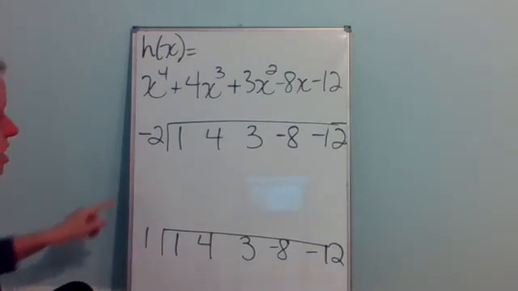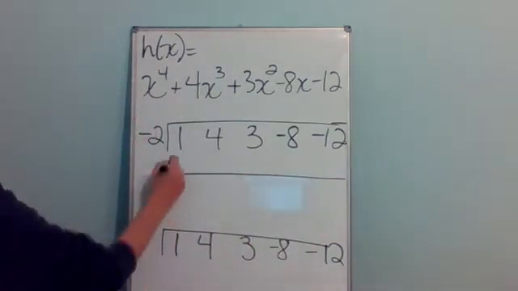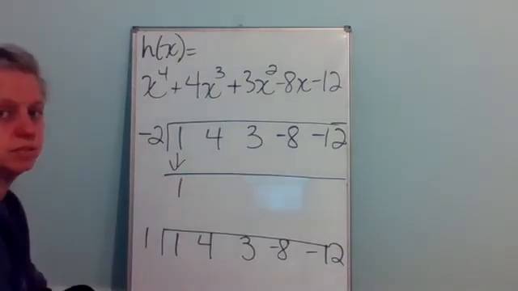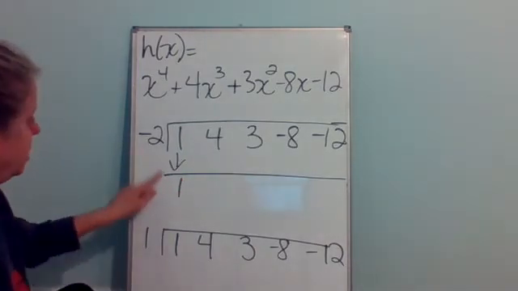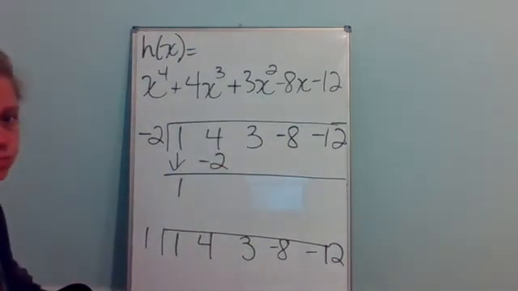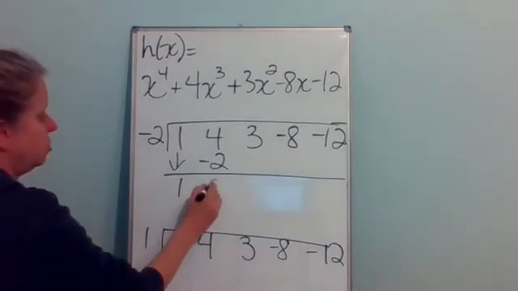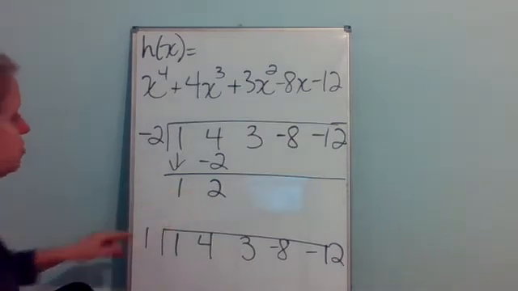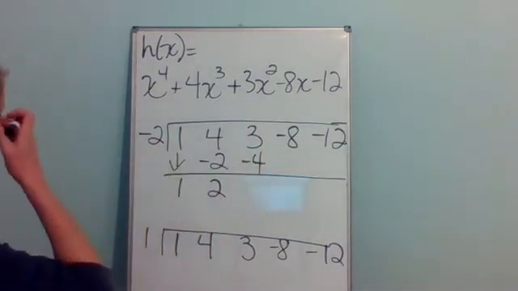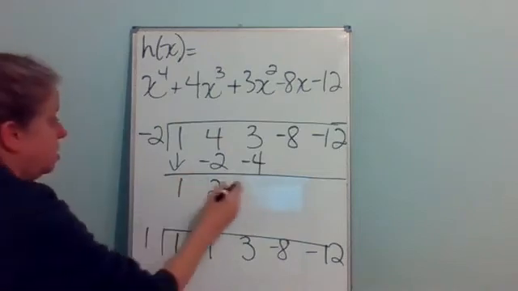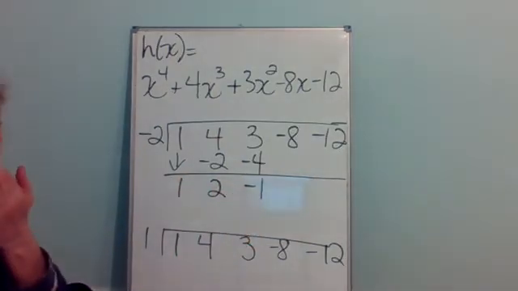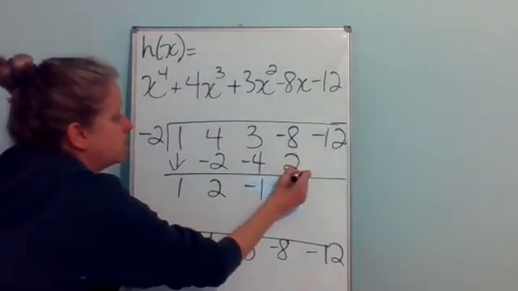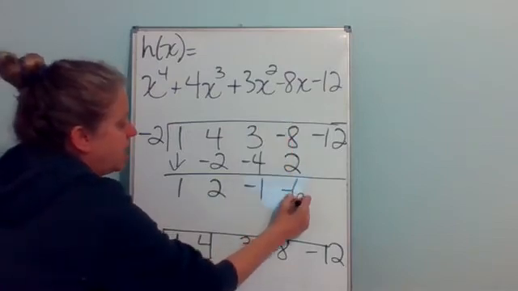So let's check this -2. To get us started, we'll drop down the 1. -2 times 1, -2. 4 and -2 gives me +2. -2 times +2 is -4. 3 and -4 gives me -1. -2 times -1 is +2. And when I add that straight down, I get -6.